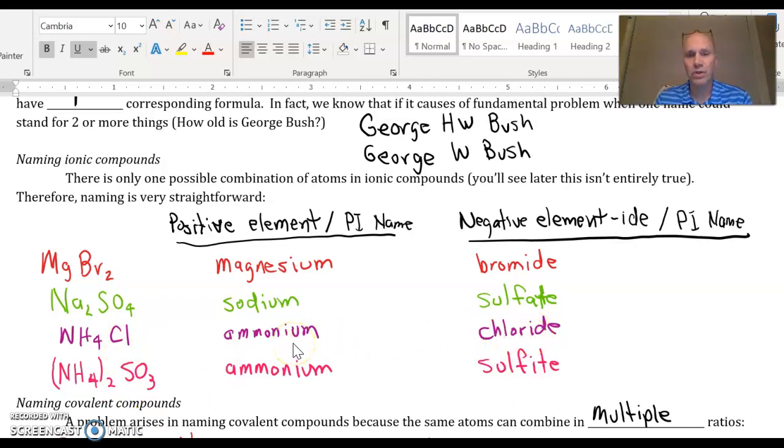And the last possible way that you can name this would be if both the positive thing and the negative thing are polyatomic ions. If I were to look at this formula right here, the positive ion is going to be NH4 or NH4 plus, and that is ammonium. The negative thing is going to be SO3, which has a -2 charge, and the name of that is sulfite. So the name of this guy is sodium sulfite.